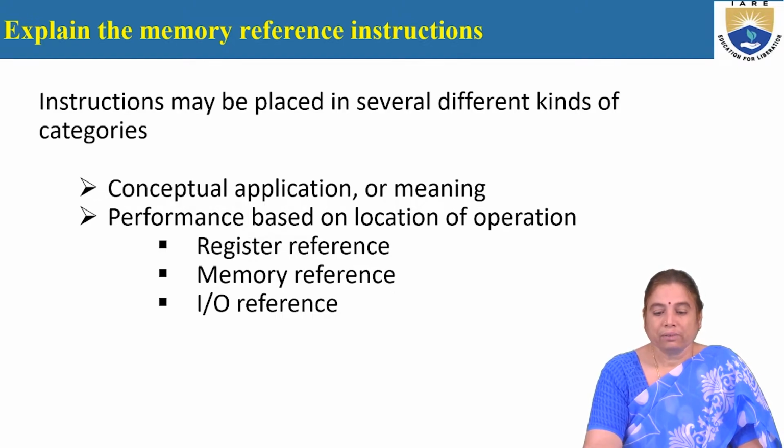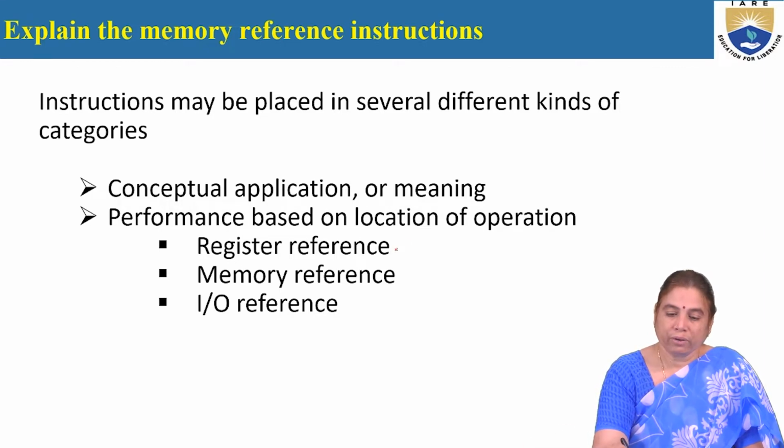Instructions may be placed in several different kinds of categories. The user can perform the intended task by writing a program. A program is a collection of instructions, and each instruction specifies what task is to be performed. A variety of instructions can be framed in a program. Based on the performance or location of operation, three types of instructions are there.